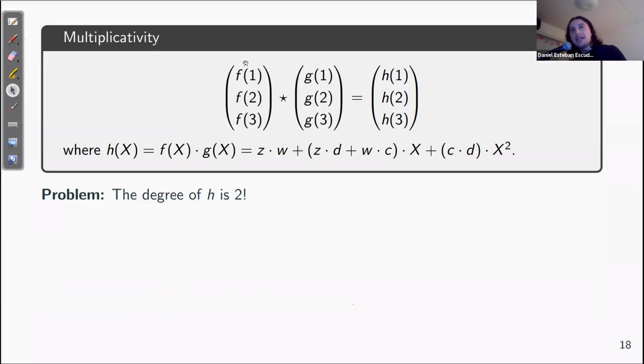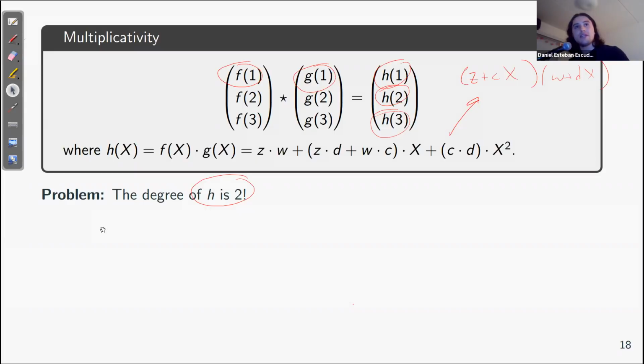Now for multiplication though, that doesn't quite hold. If you take your share of 1 and multiply it by G1, sure, they correspond to H1, H2, and H3 and so on for a different polynomial, which is the product of the two polynomials. This is the product between Z plus CX and W plus DX. Now the problem is that the degree of this polynomial is 2. To constitute a sharing, this has to be a polynomial of degree 1, not degree 2. But we can actually fix this issue because of the following property.